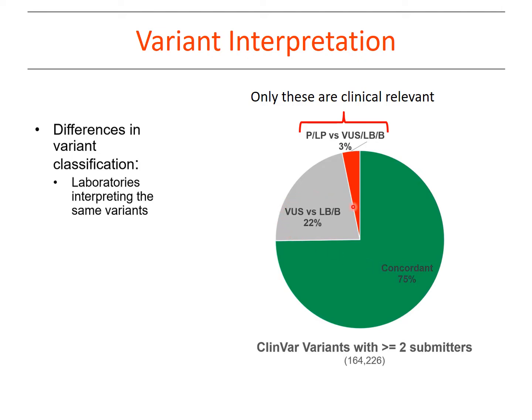Or they are not clinically relevant, but a small part of them, 3%, are clinically relevant because they go over the classes 4, 5 to 3, 1, 2. So this means that people working in labs and looking at exactly the same type of evidence can sometimes come to different conclusions. And therefore, a robust and consistent standardized variant classification process is very important.